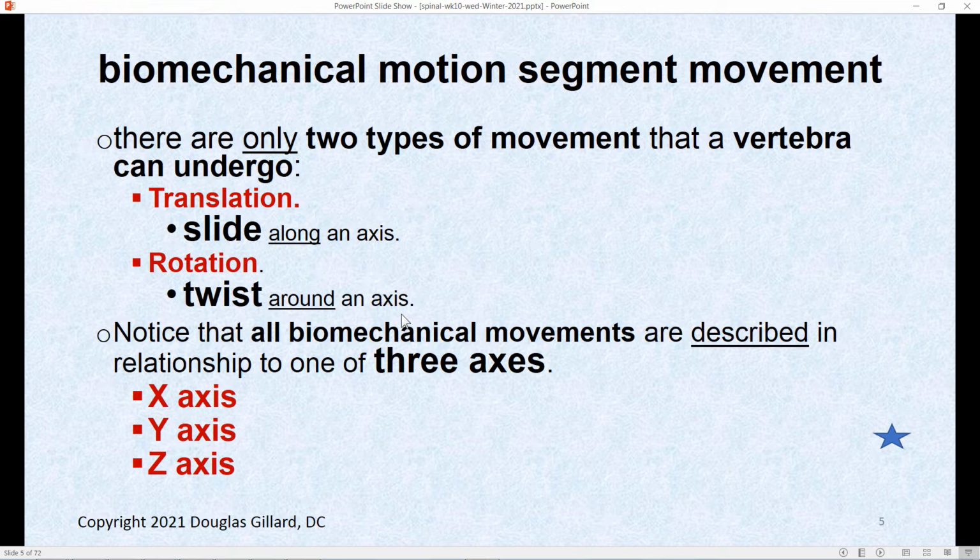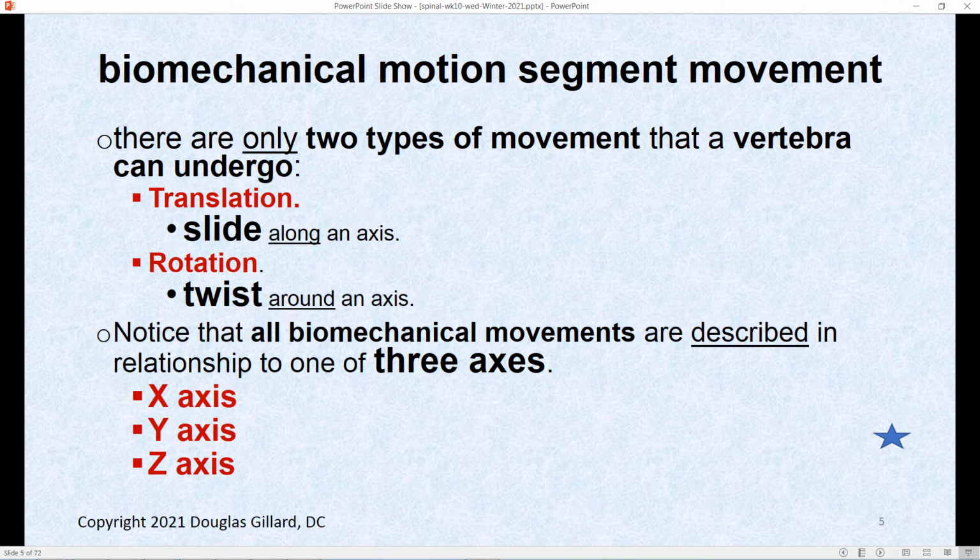So in a way it's kind of easy because if we talk just about a single vertebra, which is what we're going to talk about, there are only two types of motion that its range of motion can undergo. It can undergo a combination of these as well. But there's only translation and rotation. That's it. Translation is slide.